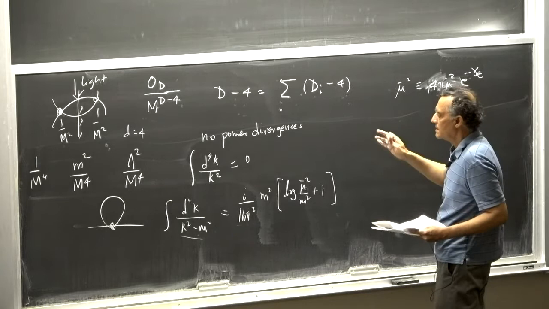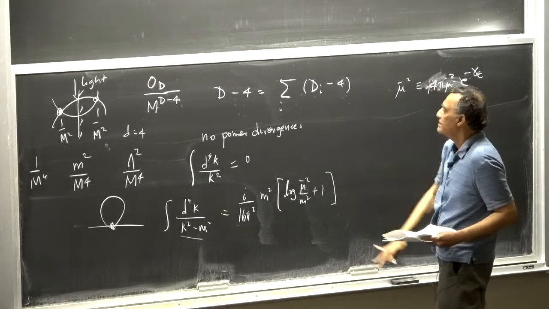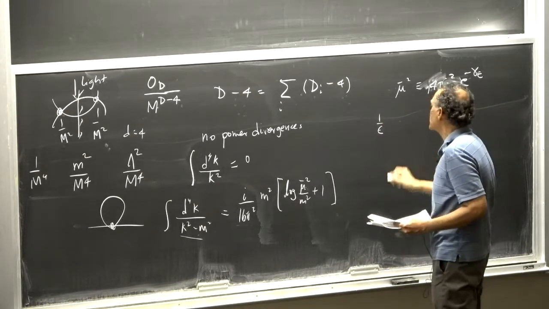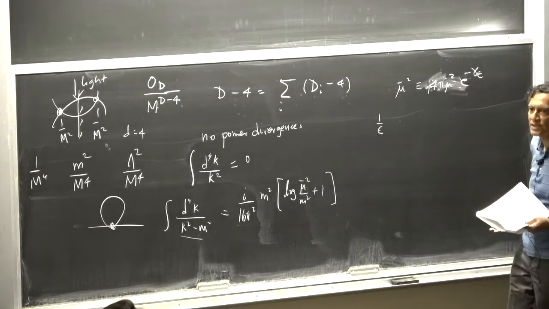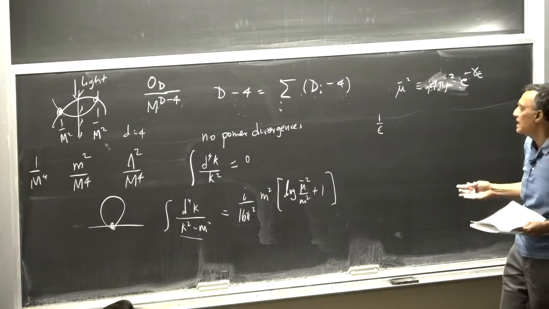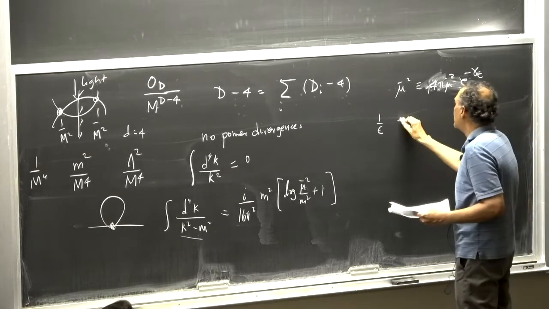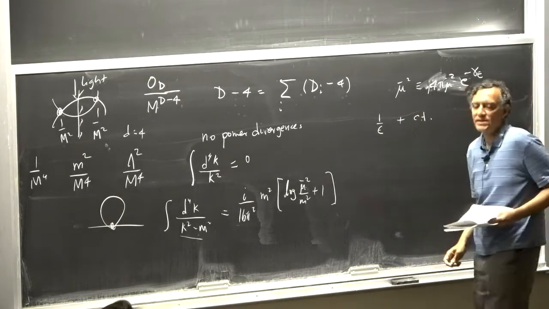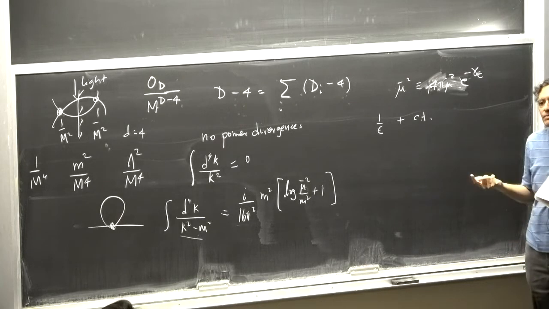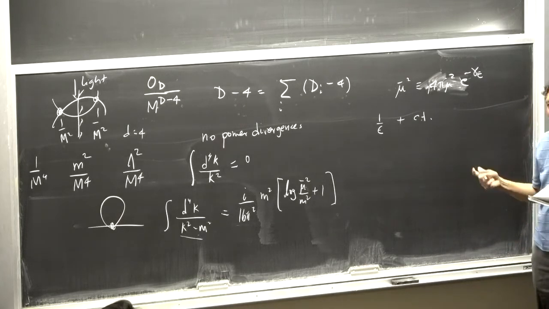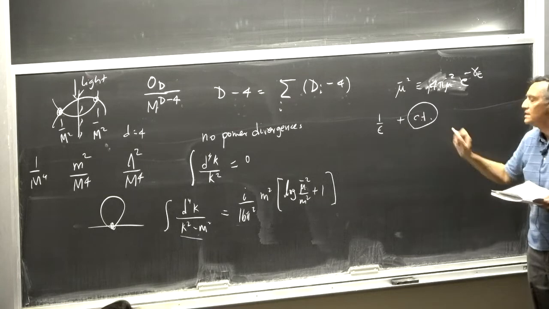Now, when you do these diagrams, you can get 1 over epsilon divergences. I mean, 1 over epsilon at one loop, 1 over epsilon squared at 2 loops, and so on. And so you have to renormalize. You have to add counter terms, which cancel the 1 over epsilons. That leads to renormalization group evolution and running of coupling constants and so on, proportional to these counter terms.